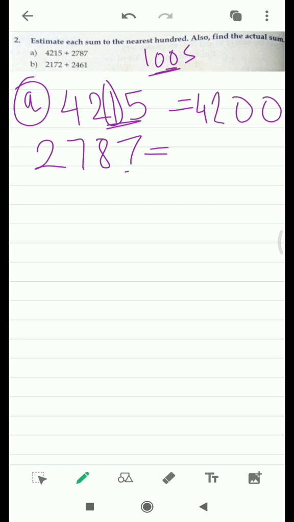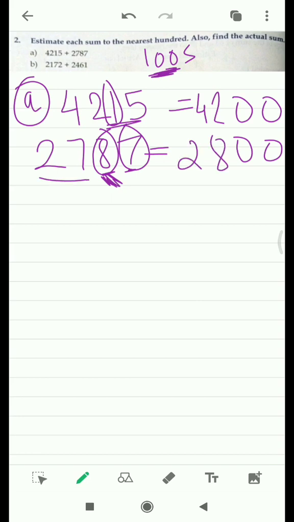Next, these two digits have to become 0, as this is rounding up to the nearest 100, so you want two zeros, so two digits have to become 0. And look at this 8 now, whether it's weak or strong, it's strong. So it will make 27 equal to 28. Just increase by one number. Okay?